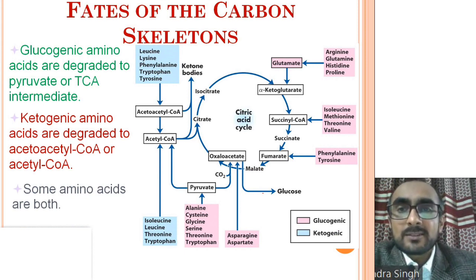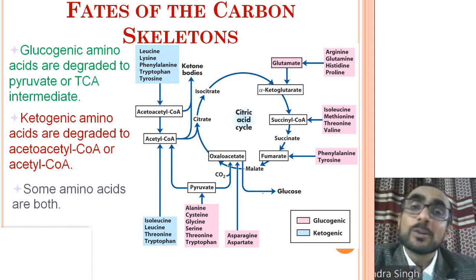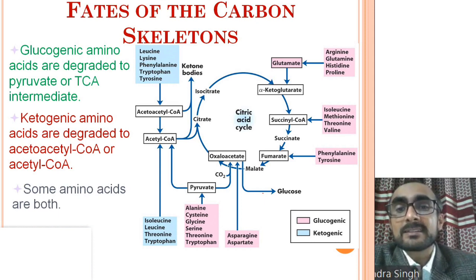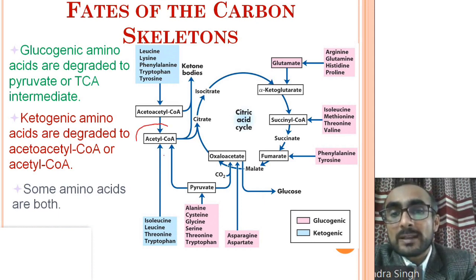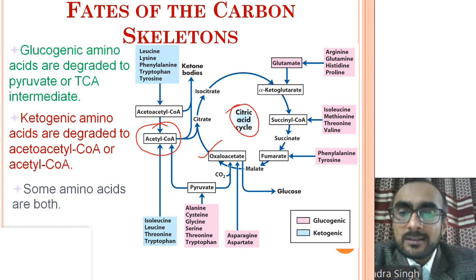Now, on the basis of the final product of oxidation of the carbon skeleton, amino acids can be divided into 3 different categories. If an amino acid is giving rise to acetyl coenzyme A, and this acetyl coenzyme A can combine with oxaloacetate and enter the citric acid cycle, in that case the amino acid is called ketogenic.